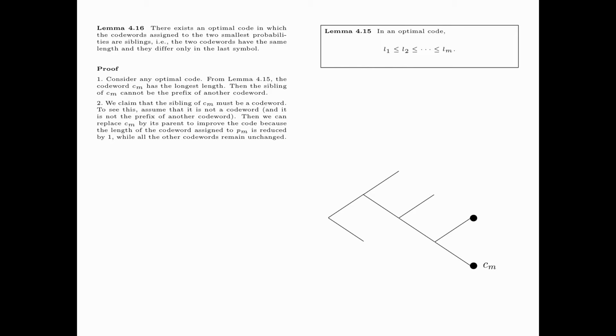To see this, assume that it is not a code word and it is not the prefix of another code word. Then we can replace c_m by its parent to improve the code, because the length of the code word assigned to p_m is reduced by 1, while all the other code words remain unchanged. This is a contradiction to the assumption that the code is optimal. Therefore, the sibling of c_m must be a code word.